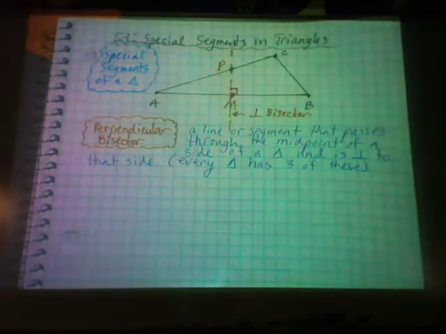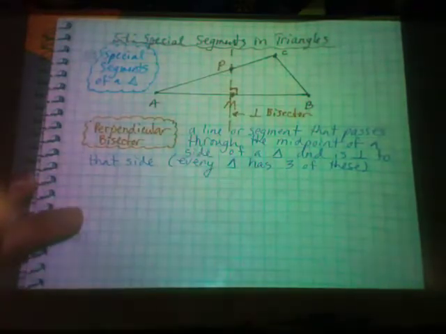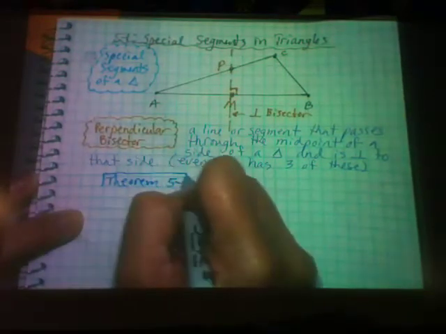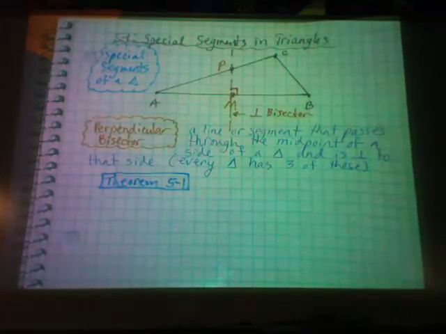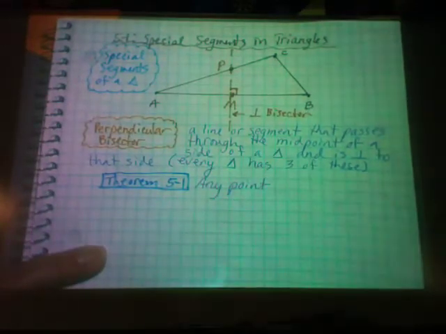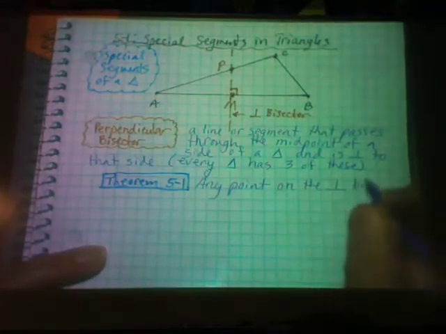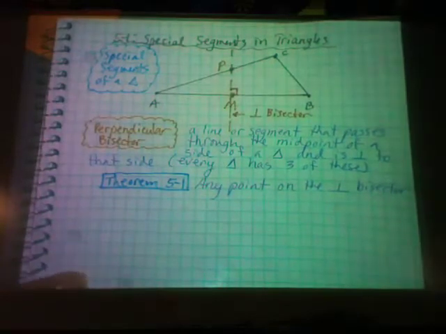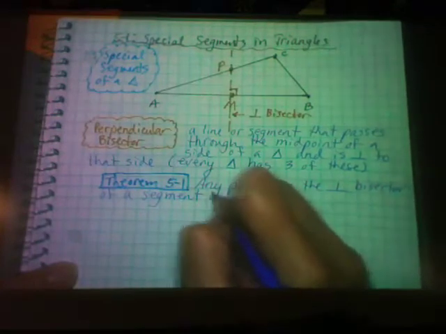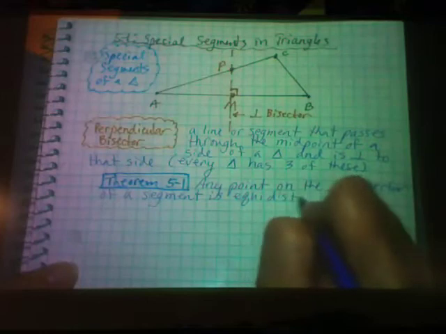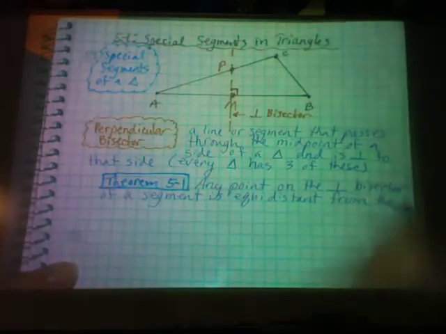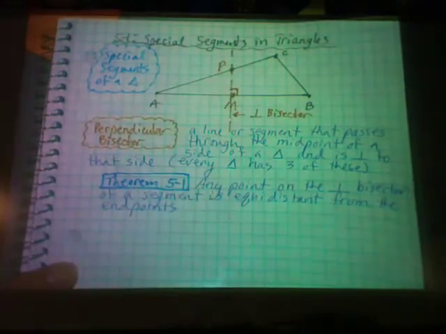All right, there are 2 theorems associated with a perpendicular bisector. The first theorem is theorem 5-1. Again, do not memorize the theorem number, but what it says. And it essentially says any point on the perpendicular bisector of a segment is equidistant, equidistant means equal distance, from the endpoints of the segment.